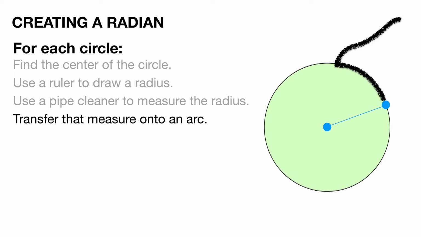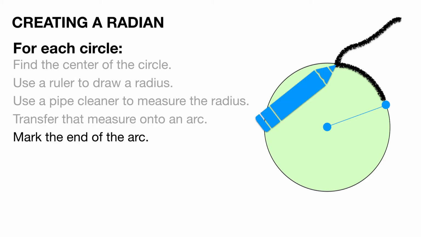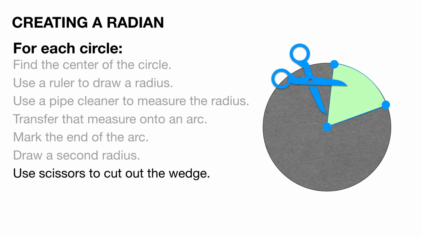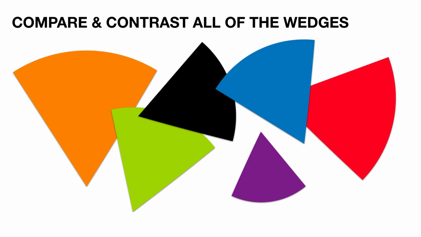Note, the dots on these slides are exaggerated. You should use small marks and try to be as precise as possible. Next, mark the end of the arc and draw a second radius. Finally, use scissors to cut out the wedge that you've created. Once you have a wedge from each of the 6 circles, you will need to compare and contrast among the entire collection.